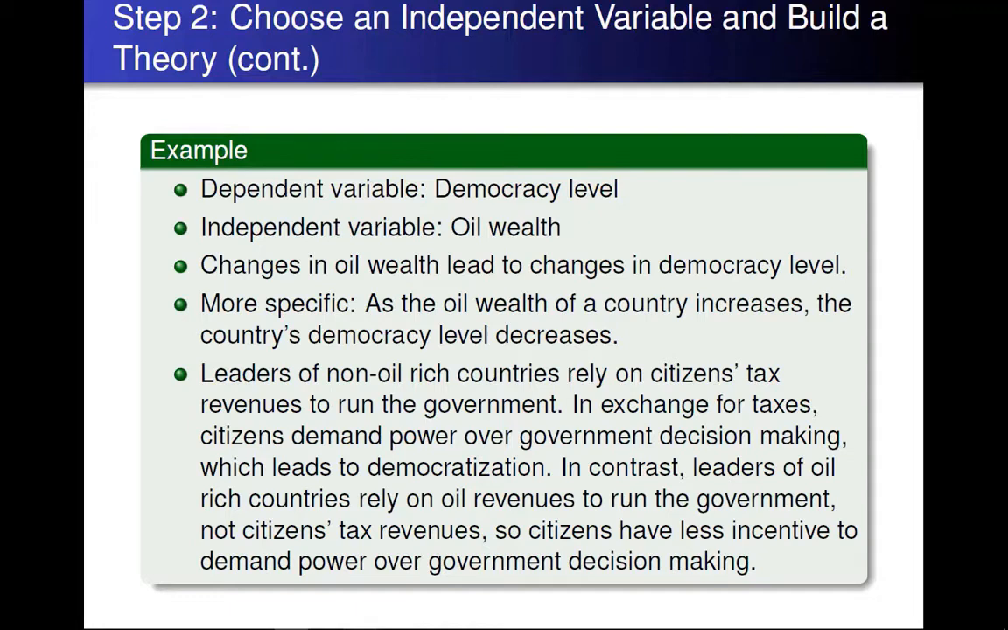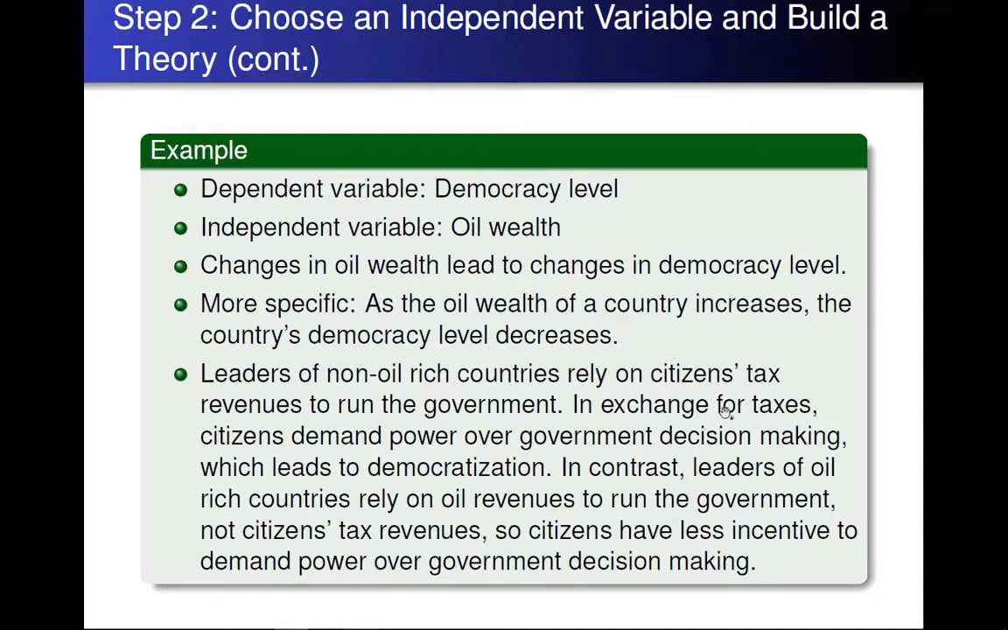Leaders of non-oil rich countries rely on citizens' tax revenues to run the government. In exchange for taxes, citizens demand power over government decision-making, which leads to democratization. In contrast, leaders of oil-rich countries rely on oil revenues to run the government, not citizens' tax revenues, so citizens have less incentive to demand power over government decision-making. Of course, this argument is quite short and should be expanded on to explain how oil wealth influences democracy level in more detail.